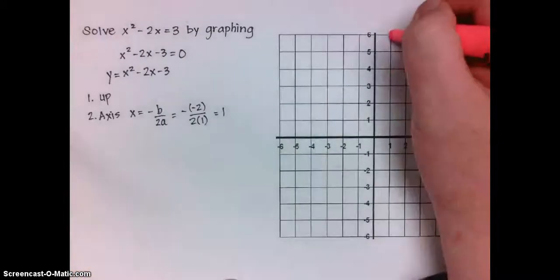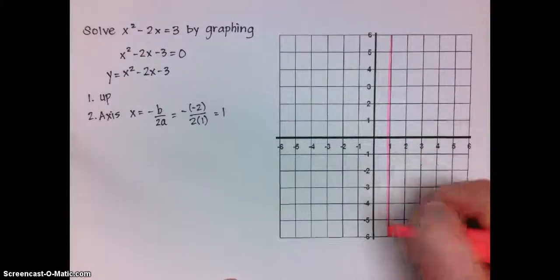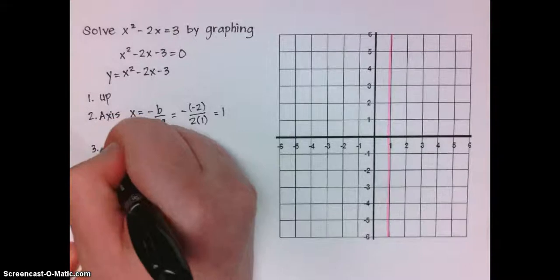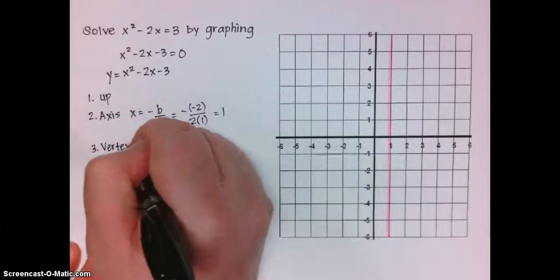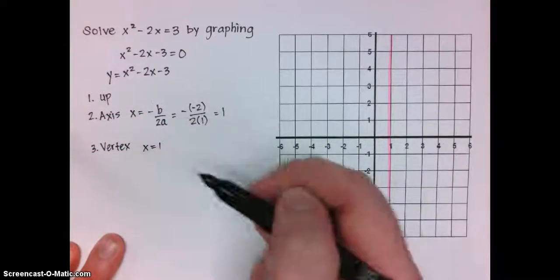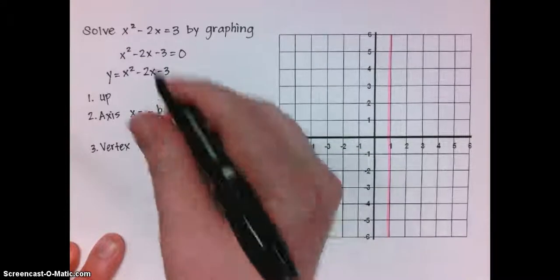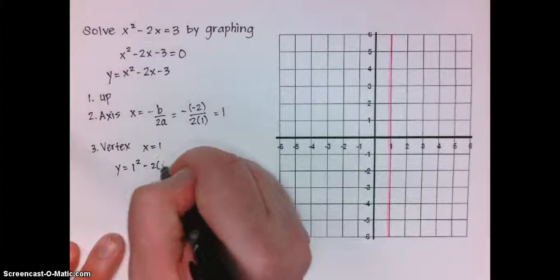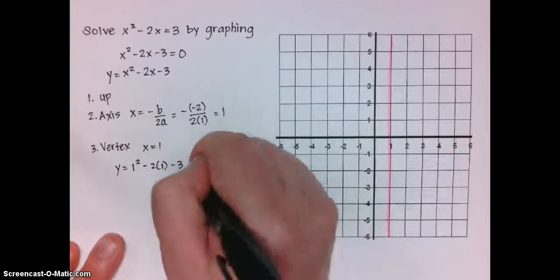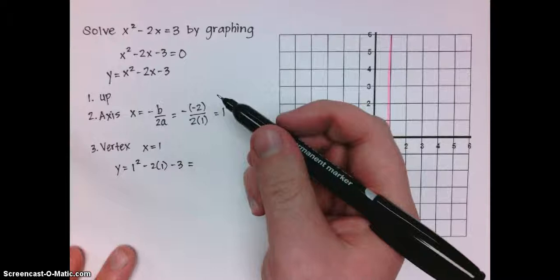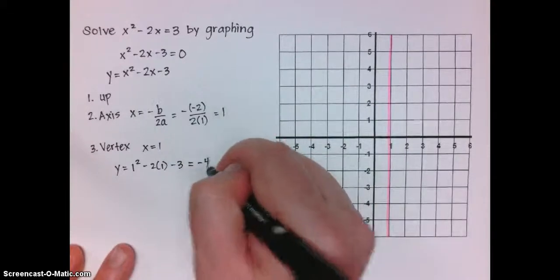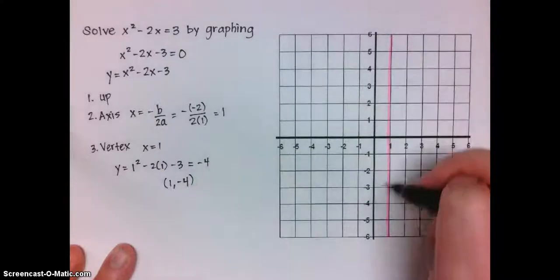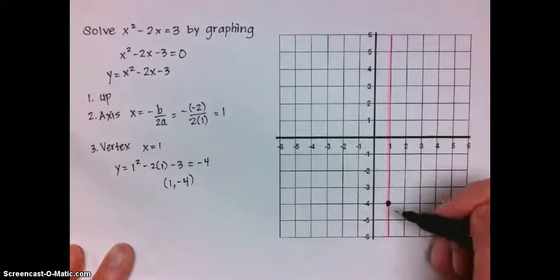So let me draw that on my graph right now. This is going to be my axis of symmetry. Then I'm going to find the vertex where x is equal to 1. If I plug this 1 into the top, y is equal to 1 squared minus 2 times 1 minus 3. I'm going to find that the y is going to be equal to -4. So I'm going to plot this coordinate 1, negative 4, this down here is going to be my vertex.